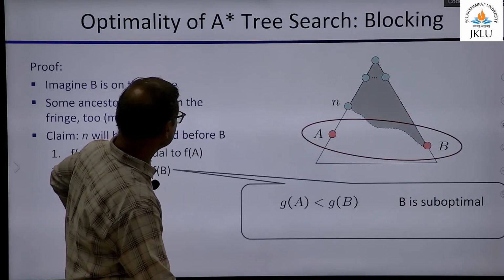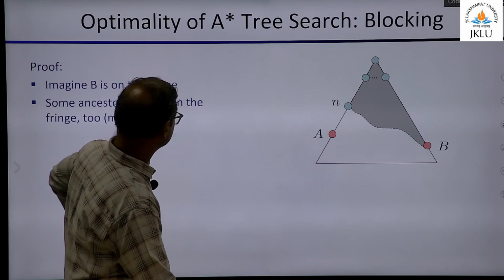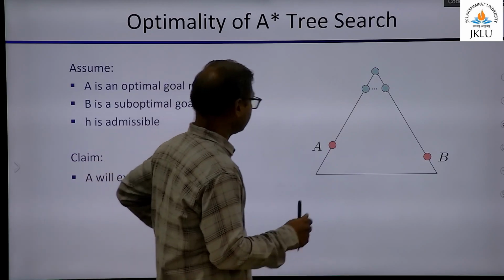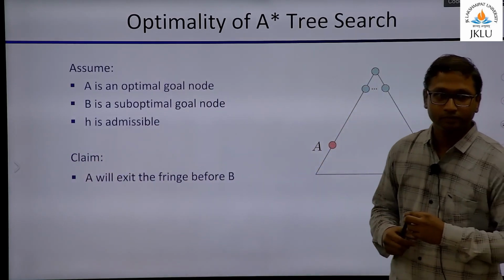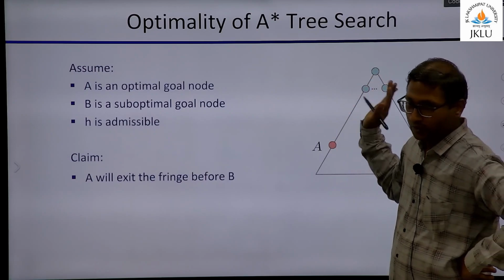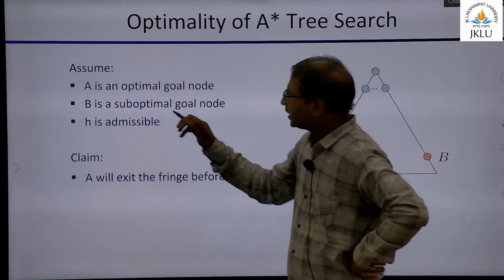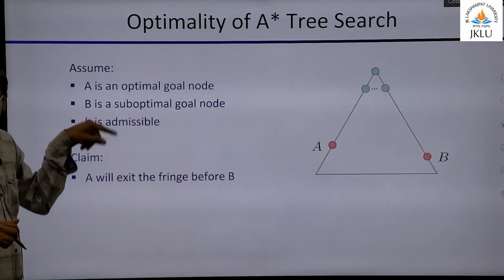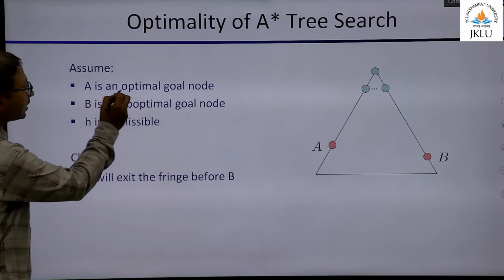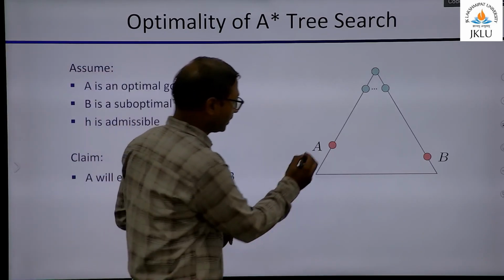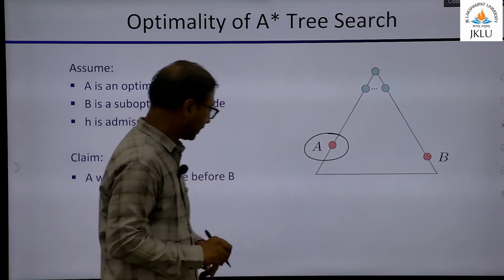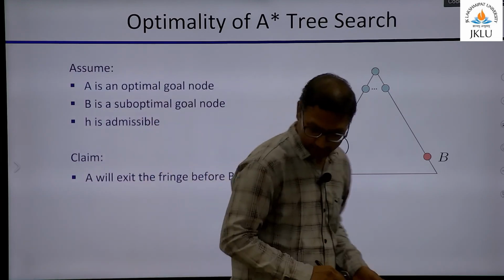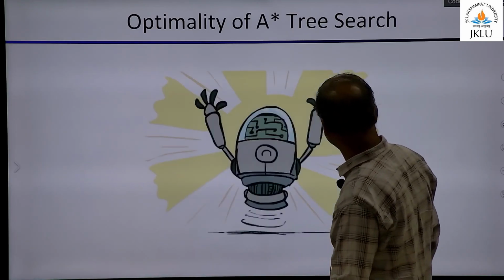Alright, so we get into this proof now. Pay attention here, this will take a bit of thinking. A star is optimal. So these are assumptions. A is an optimal goal node. Okay. B is a suboptimal goal node. What does this mean? So let us write down these things.